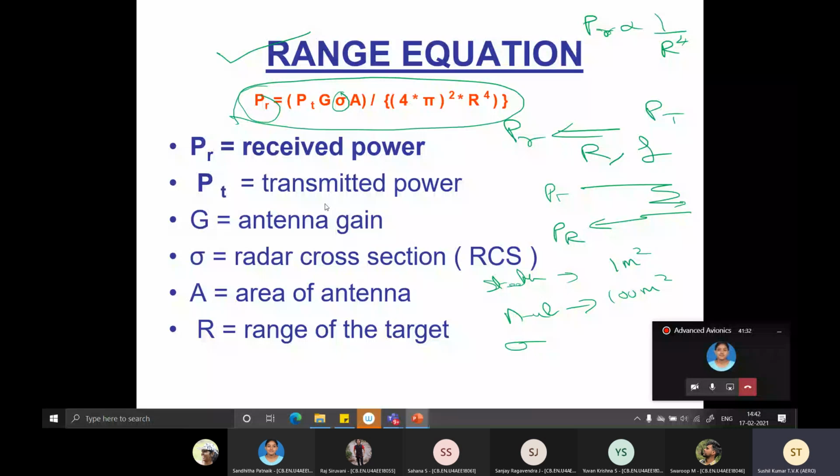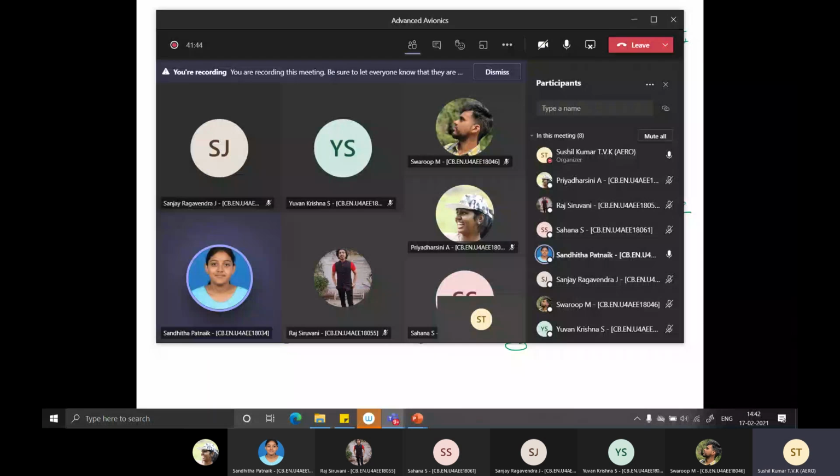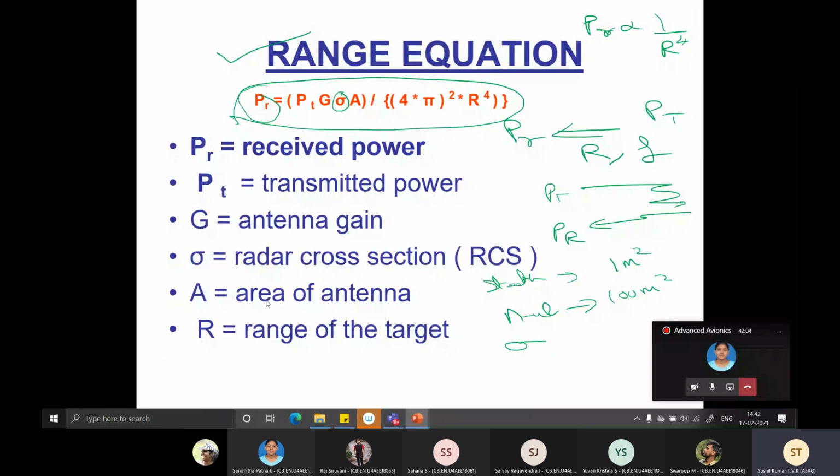Anything else you want to ask me? No, sir. That's it. So just go through some standard books and try to get this relationship between received power and transmitted power. These are the terms you have to look at. G is the antenna gain of the radar. Sigma is the radar cross section, as I told you. A is the area of the antenna, and R is the range of the target. This is the received power at the radar for a given target of RCS sigma.